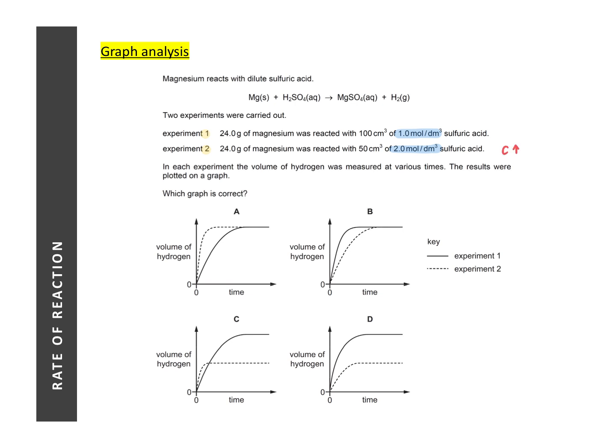If we have a higher concentration of acid, we would expect the initial gradient of experiment 2 to be larger than that of experiment 1. So we can cross out B and D. The next point that we look out for on the graph is the final volume of gas, which is affected by the amount of your limiting reactant.